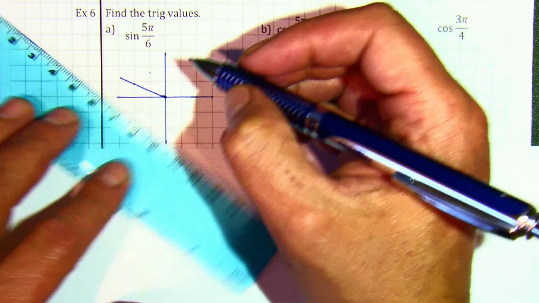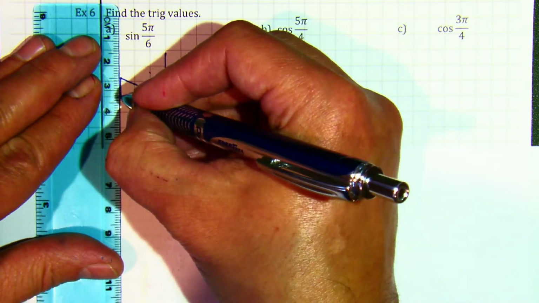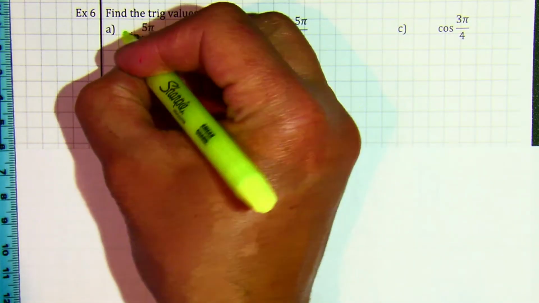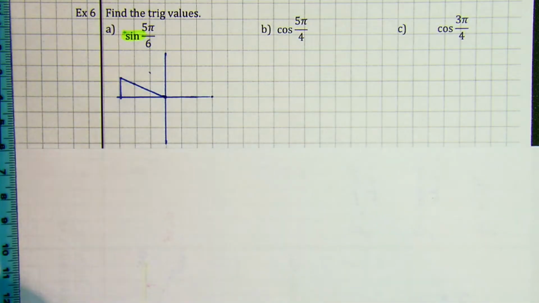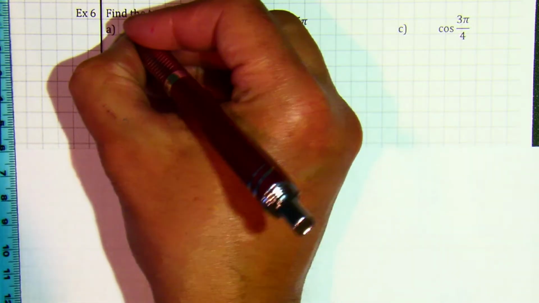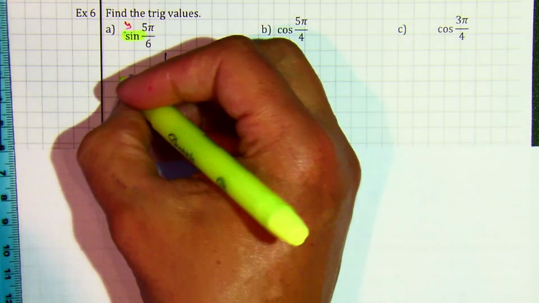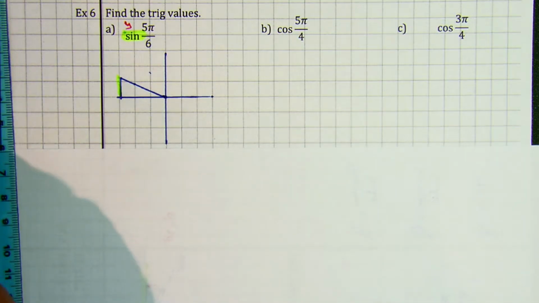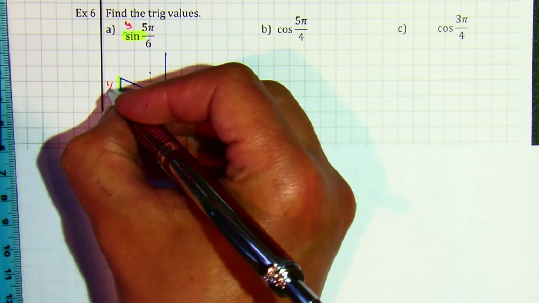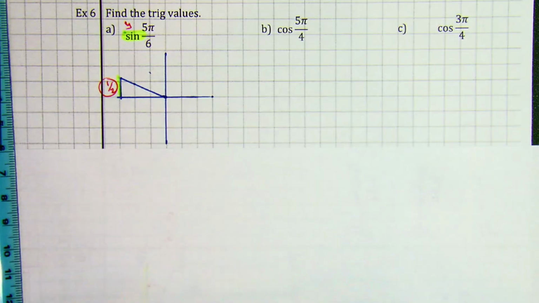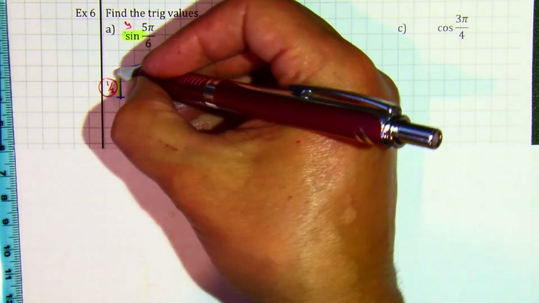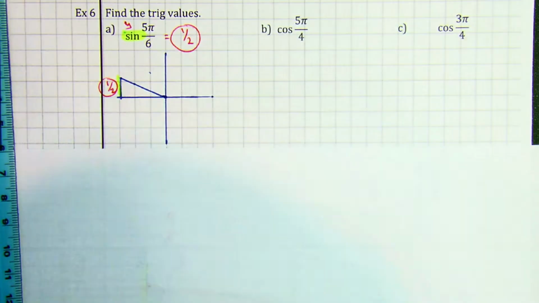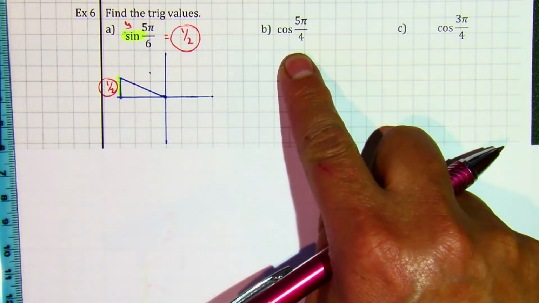You need to be able to know where your angles are located. And now your sine, is that your x or your y? Your sine is your y value. So therefore the y value is here. Is that your longer side or your shorter side? That'll be your shorter side, which will be 1/2. It will be positive because it's going up. So therefore this is equal to 1/2. Cosine of 5 pi over 4.